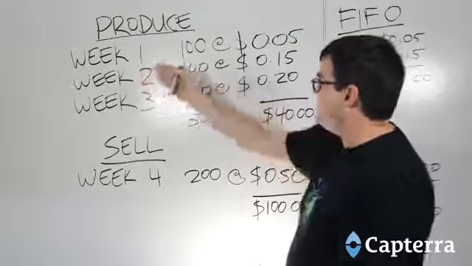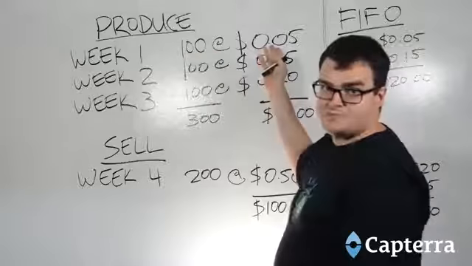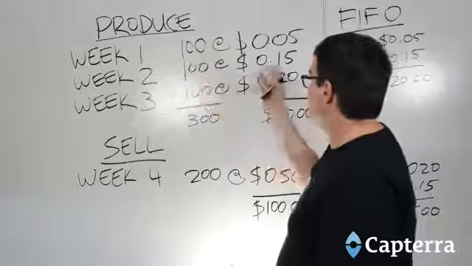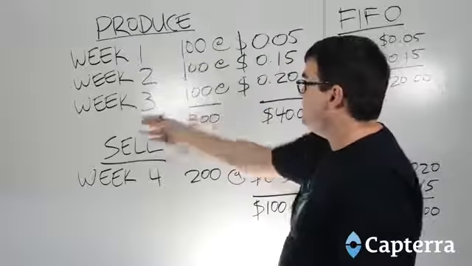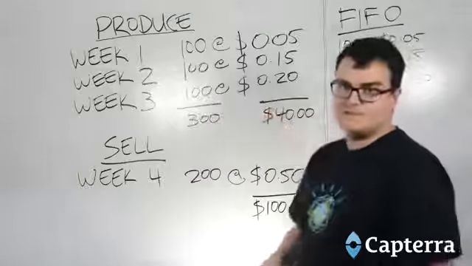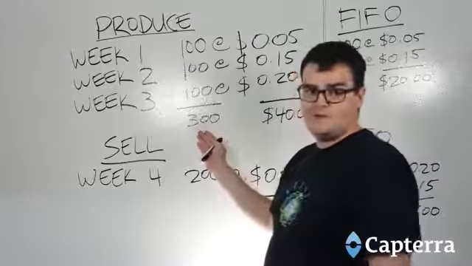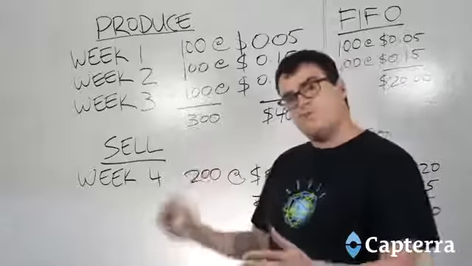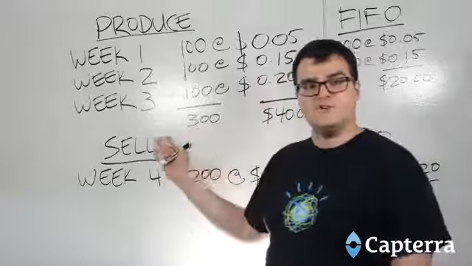Week 1, we make 100 ping pong balls, and plastic is relatively cheap, so we're only spending 5 cents per ball. Week 2, we make 100 ping pong balls, plastic has gone up, so now it's costing us 15 cents to make ping pong balls. Week 3, plastic has gone way up, we're making 100 ping pong balls at 20 cents a piece. So at the end of 3 weeks, we have 300 ping pong balls made, and in total we've spent $40 on our raw material. So we have $40 in inventory and 300 ping pong balls to show for it.